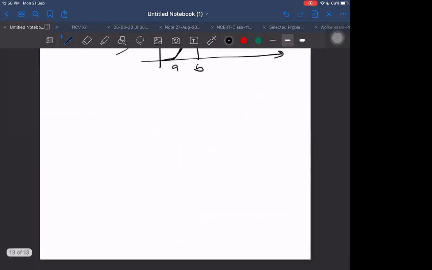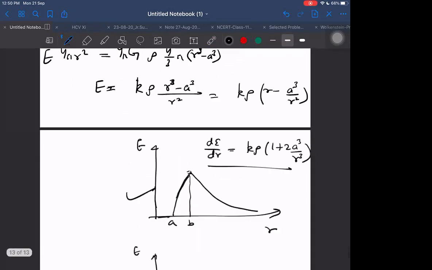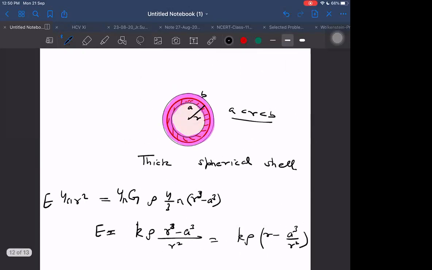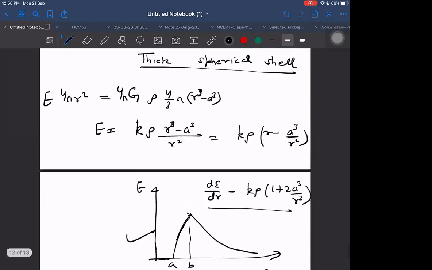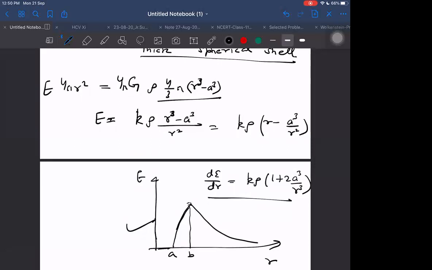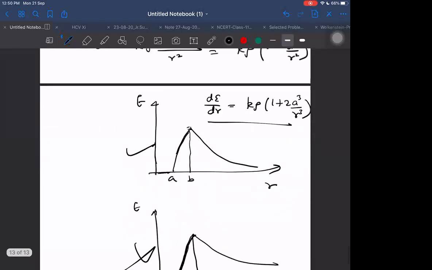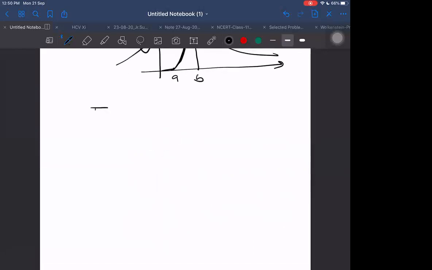Okay, understood. Now, similarly, this part I'm leaving for you. Tomorrow I will ask you whether you have done it or not. You do this yourself. I told you the thick spherical shell. Can you find it for the thick cylindrical shell? Same logic, same procedure, but the formula will be different. Instead of 4 by 3, area and volume will change. I am leaving that for you.